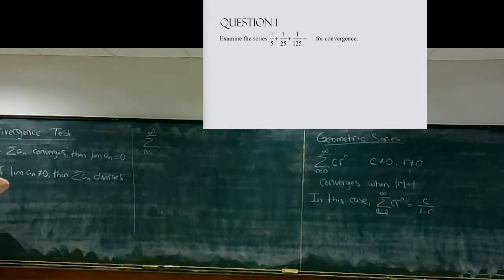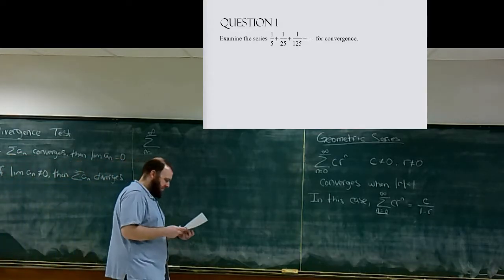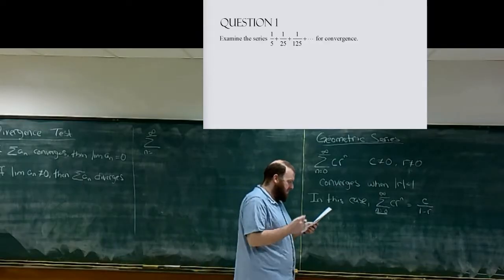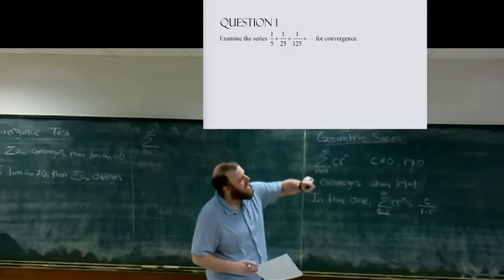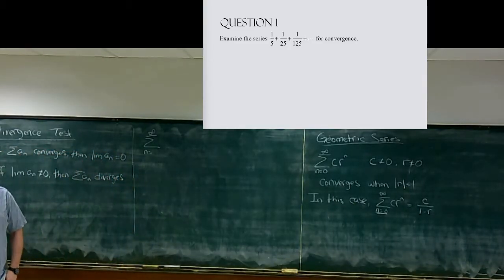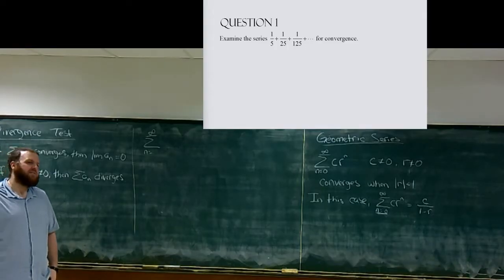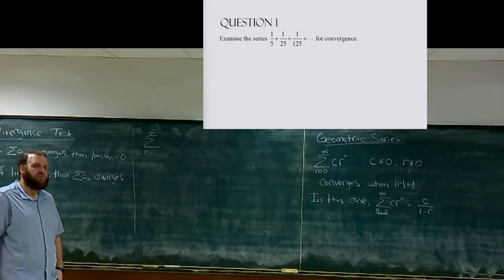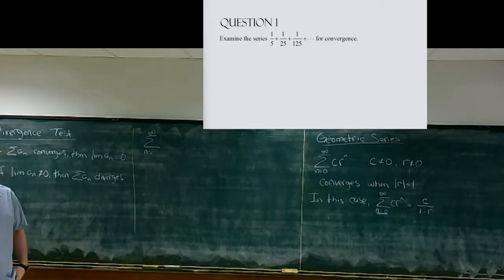So we want the general term a sub n, which is kind of what we were working on Monday. We're looking for the general term of sequences. So we have 1/5, 1/25, 1 over 125, and so on and so forth. So what is the general term? If I were to ask you for the nth term, what would it be?